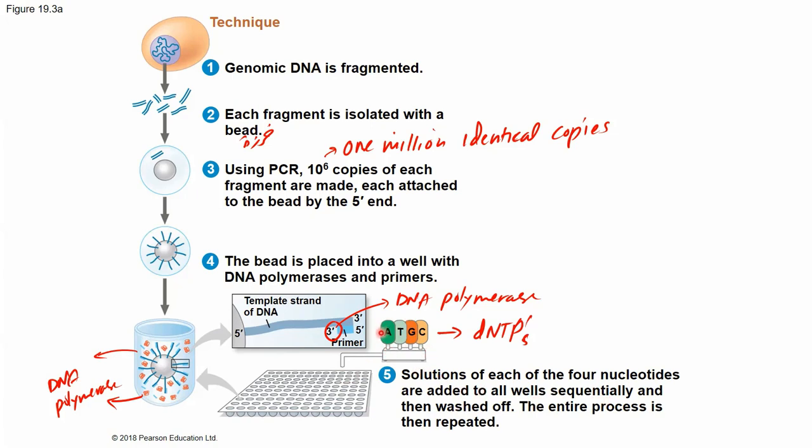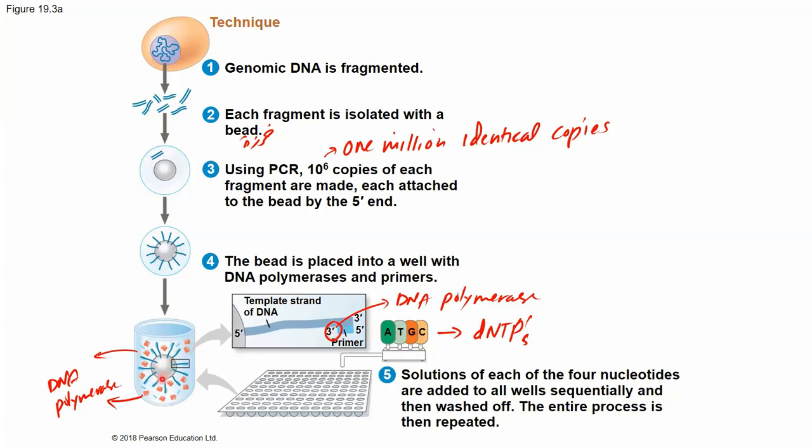So what will happen is that A will be added to all wells first. Then after adding, A will be removed from all wells, and then T. After adding T, all T's will be removed from all wells, and then G will be added, and so on. And this process is repeated over and over. So basically, inside the wells, you will not find the 4 nucleotides at the same time.